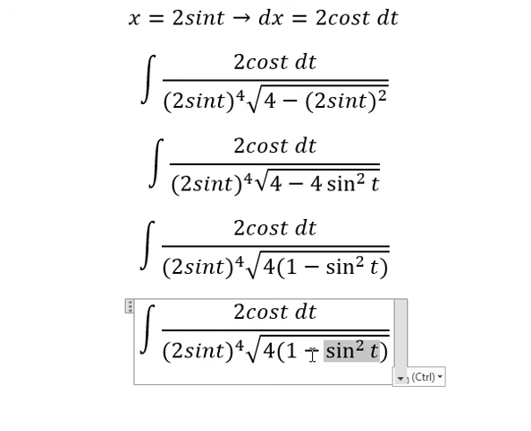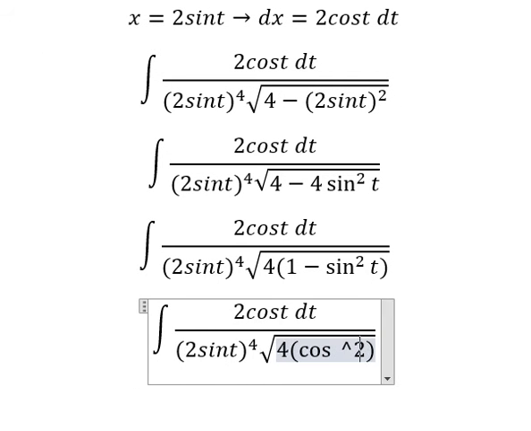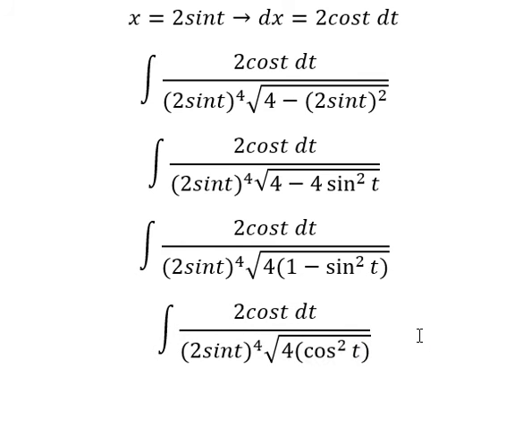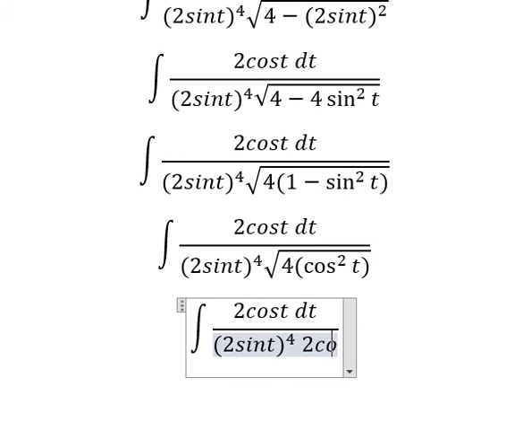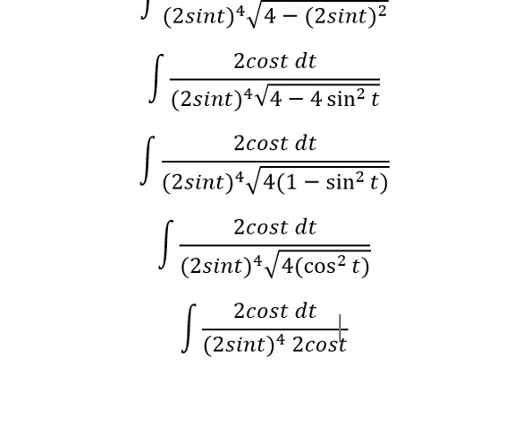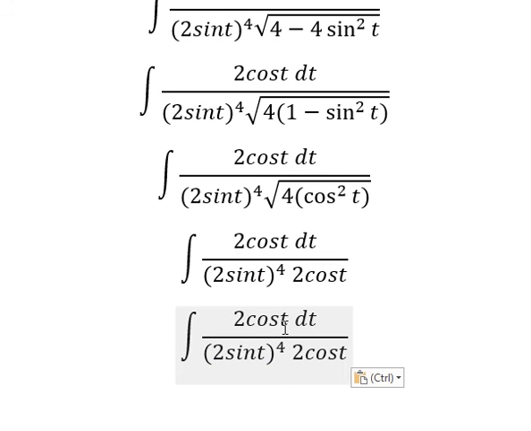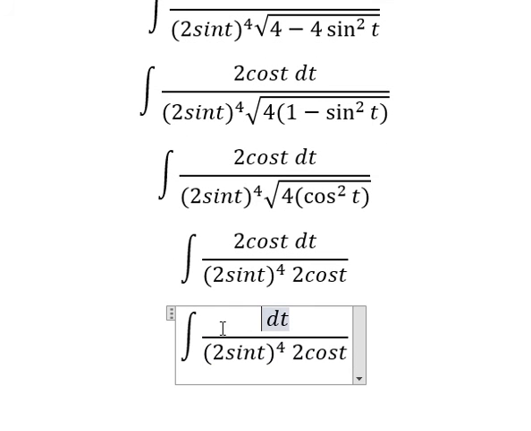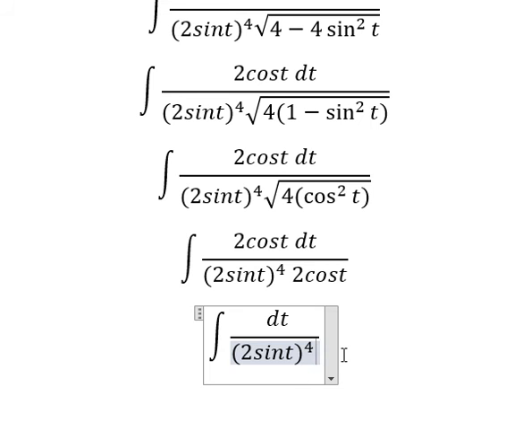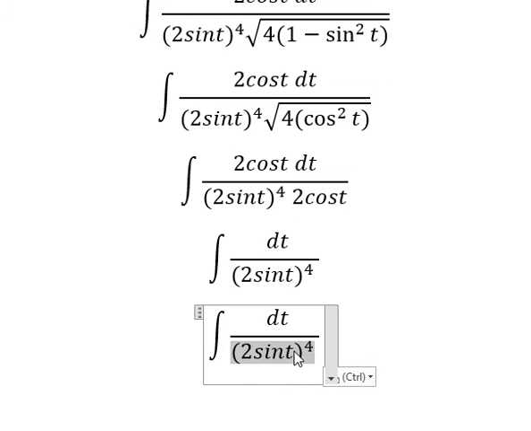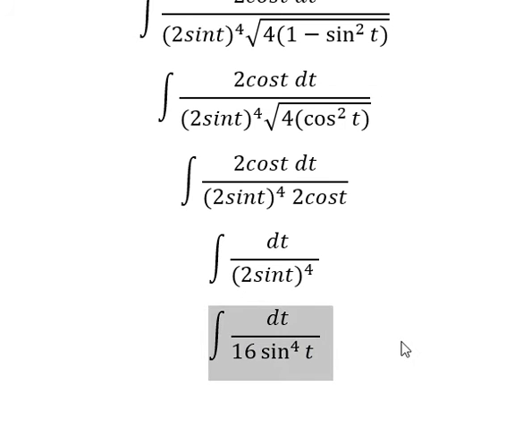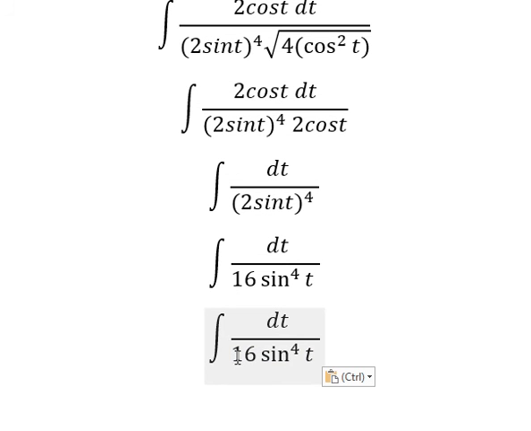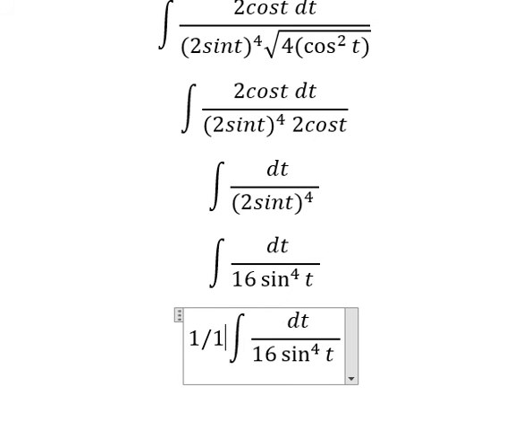One minus sine t square we change to cosine t square. The square root of 4 cosine t square is 2 cosine t. And now we need to simplify. This one we have 16 sine t to the power of 4. And now number 16 I will put outside.